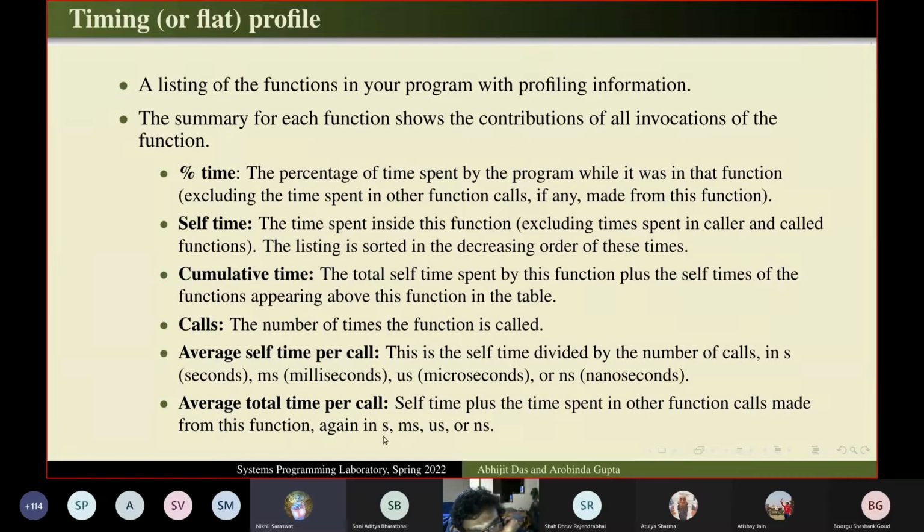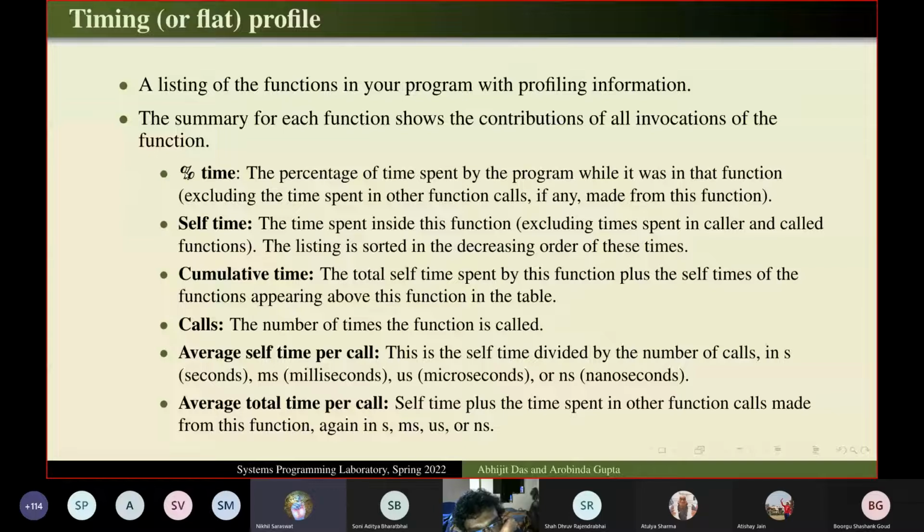So the idea is that this is the absolute performance of one call, excluding the nested function calls you make. This is the time for each function, including the nested calls, if any, made from this function. These are the absolute times, of course, averaged over all the invocations of that function. And this is percentage of time.